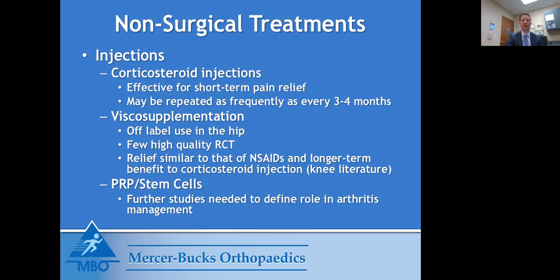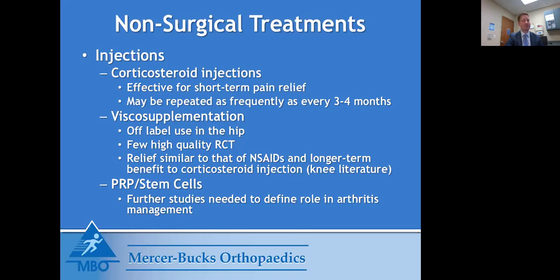Viscosupplementation or hyaluronic acid injections are commonly used in treatment of arthritis of the knee. The use is considered off-label in the hip. It is not FDA approved for use in the hip, mainly because there are not any good randomized control trials of their use in the hip, and they are not covered by insurance.